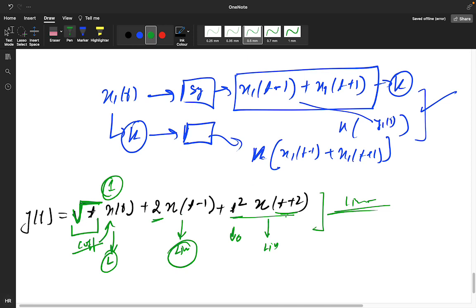Whatever coefficients you multiply with x of t, the linearity of the system is independent of the coefficient used. Whether you use log t, sin t, tan t, or even a constant term, it is independent of those things. So you will get linear.